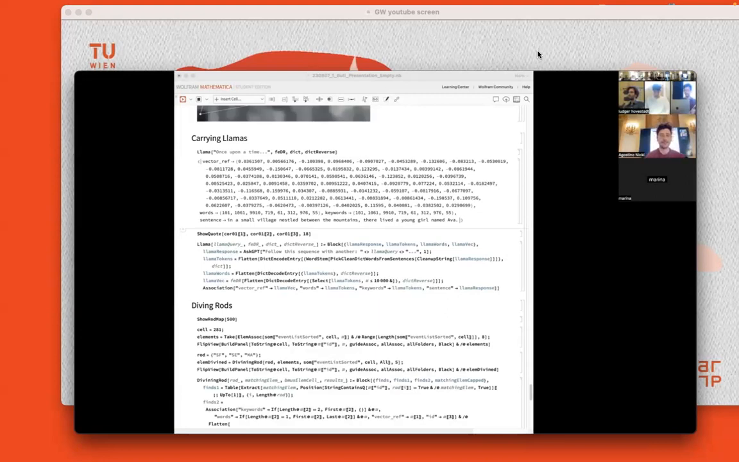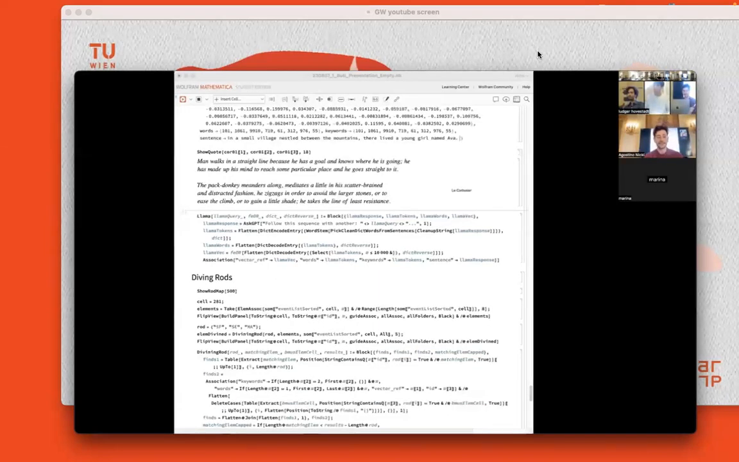And this is Llama. It's a large language model that is released by Meta. And it's quite similar to ChatGPT, with the difference that it can run on local computers. As a transformer model, it's trained to find ways of probabilistically continuing sentences in the line of least semantic resistance. It meanders along, meditates a little in its scatterbrained and distracted fashion. It zigzags in order to avoid the larger stones, or to ease the climb, or to gain a little shade. It takes the line of least resistance. So the llama bears the semantic burden so that we don't have to. It is perfectly adapted to find ways through the steep slopes of our topography.